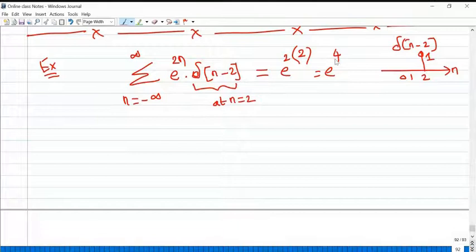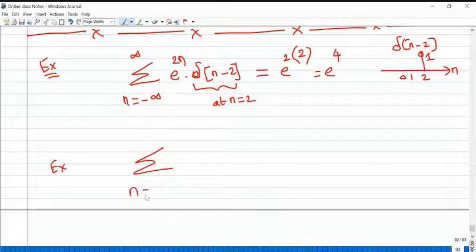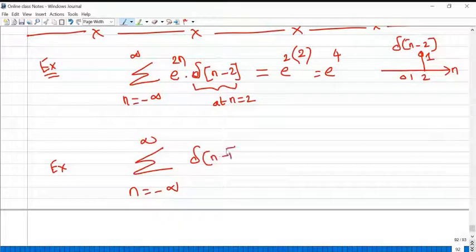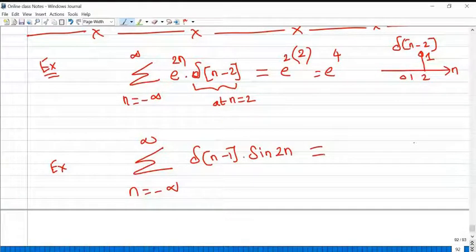So evaluate the integration, that is, the continuous time impulse function involving integrals, or evaluate the following summations. This is an example for discrete time functions. So one more problem. Evaluate the summation n from minus infinity to infinity del of n minus 1 sine 2n. So what is the result?